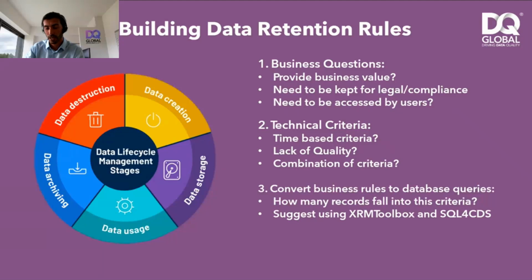Once you've done that, once you've got the technical criteria and the business criteria built, you then got to convert that into queries that you're going to look at in the database. So how many records fall into that criteria? And a suggestion here is around using something like XRM Toolbox, which has a great add-in called SQL for CDS, where you can write SQL queries in order to get the data and counts and slice and dice the data to understand it better and present that back to the business for sign-off.